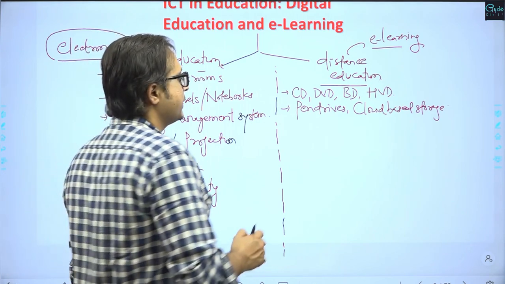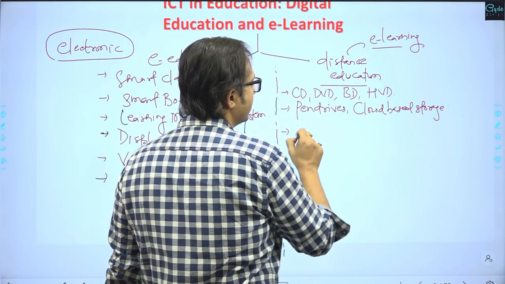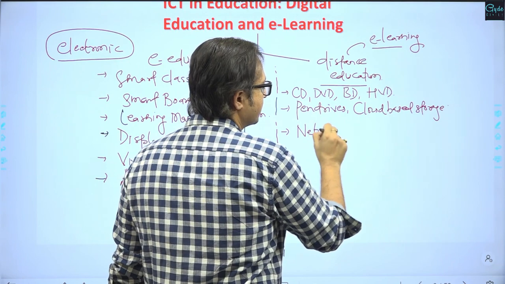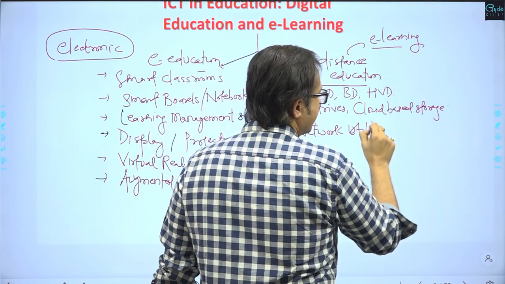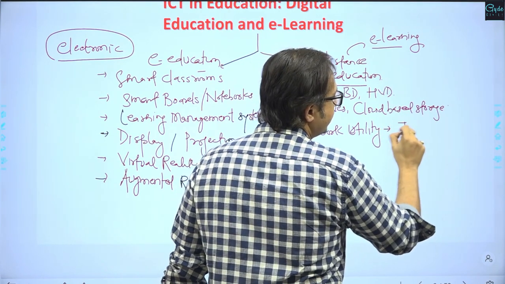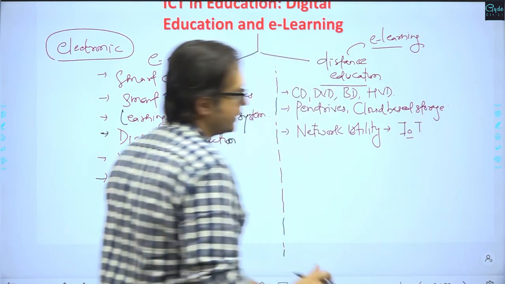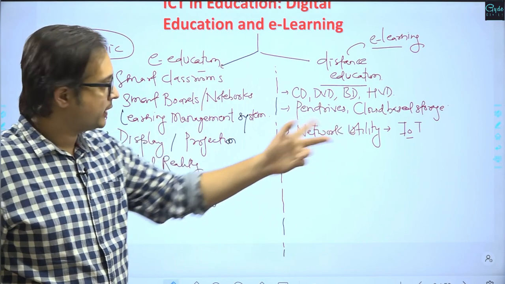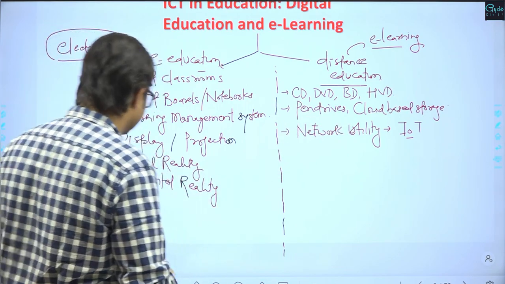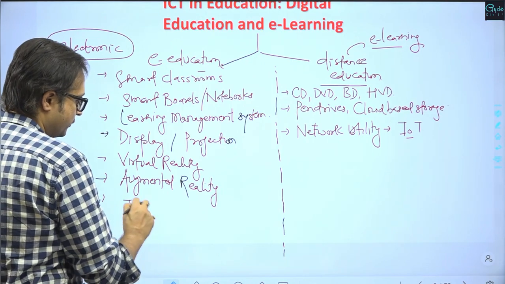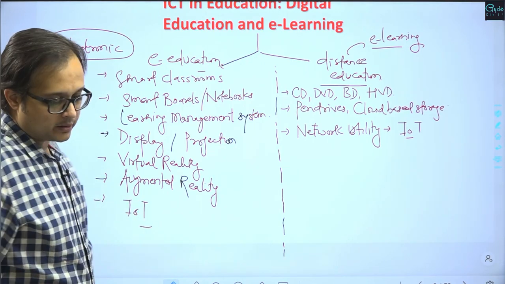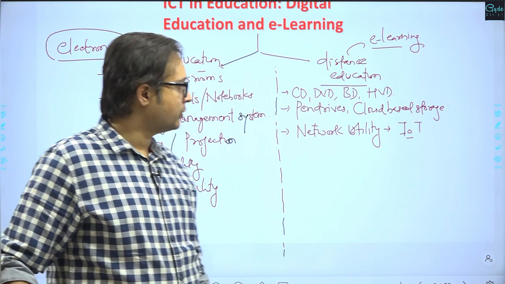Then there could be the utility of networks, where Internet of Things can be brought in, right? Internet of Things can be useful over here. Internet of Things can also be useful over here in improving the state of classroom, where smart classrooms are being spoken of, right? IoT can be a particular tool which can be over here.